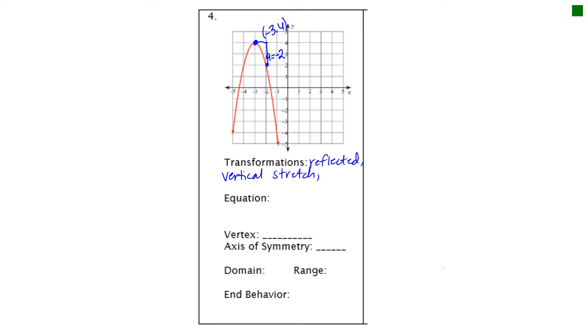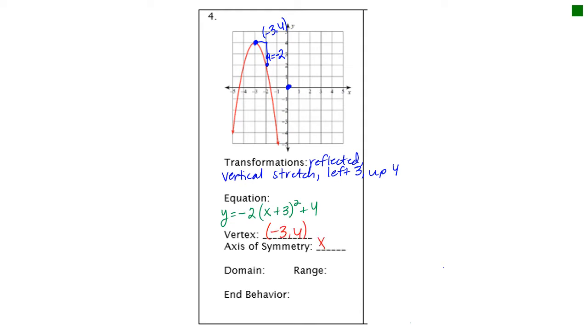And then if you look at the vertex, normally it's at 0, 0. So it moved left 3, and then it moved up 4. So that makes my equation negative 2, and then I have left 3, so that's going to be x plus 3, and then up 4 would be plus 4. My vertex is going to be the vertex that we figured out at the beginning, negative 3, 4.